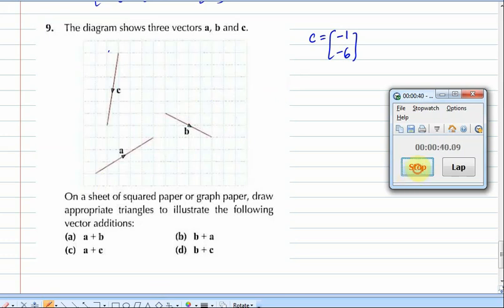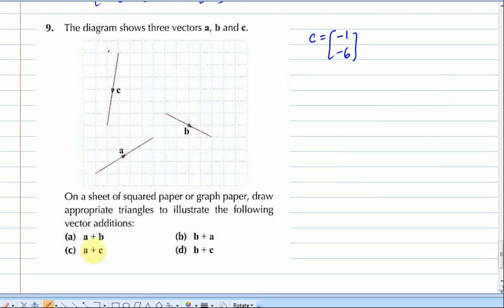Alright, now it says A plus C. So at the end point of A, I will start making vector C. Now C is what? 1, 2, 3, 4, 5, 6. So it's 6 steps down. So it will be 1, 2, 3, 4, 5, 6. Right? That is my vector C, and the resultant, it will be this direction. That is A plus C.